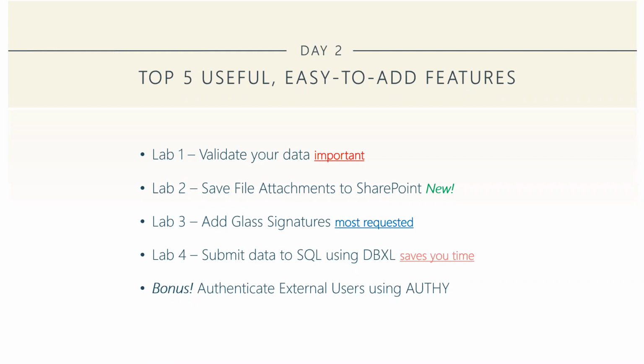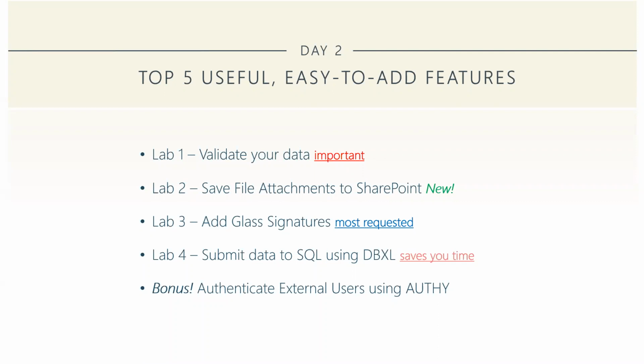Lab 2, we're going to show you how to save file attachments to SharePoint. I know that we showed you how to submit attachments to SharePoint yesterday using submit to SharePoint lists, but this one is different because we're going to show you how you can save attachments to a document library. So for example, you just need to save file attachments alone, not submitting the metadata from just file attachments. So some people do that. They just save it to a document library.